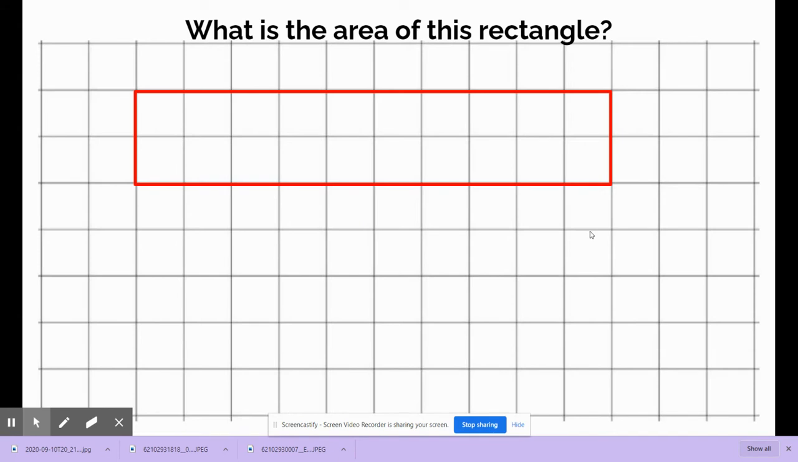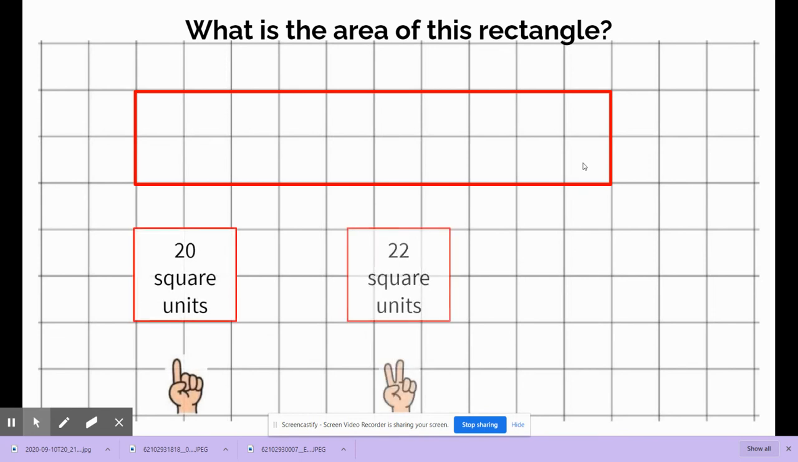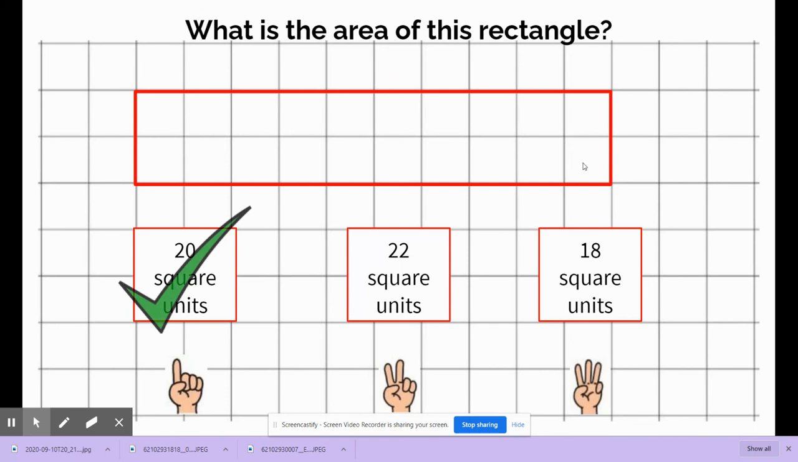So if we look at this one, we know we're just going to count them up. We're on grid paper here, so we just count 1, 2, 3, 4, 5, 6, 7, 8, 9, 10. 2 rows of 10. We add 10 together twice, that is 20. So that is 20 square units. Oh, sorry, gave you the answer.